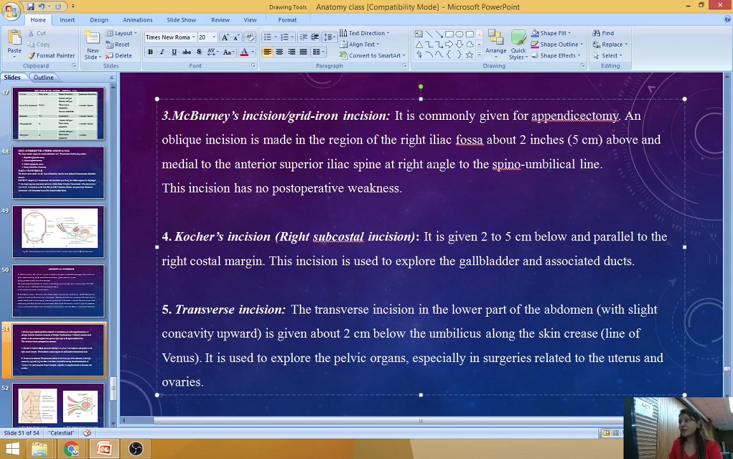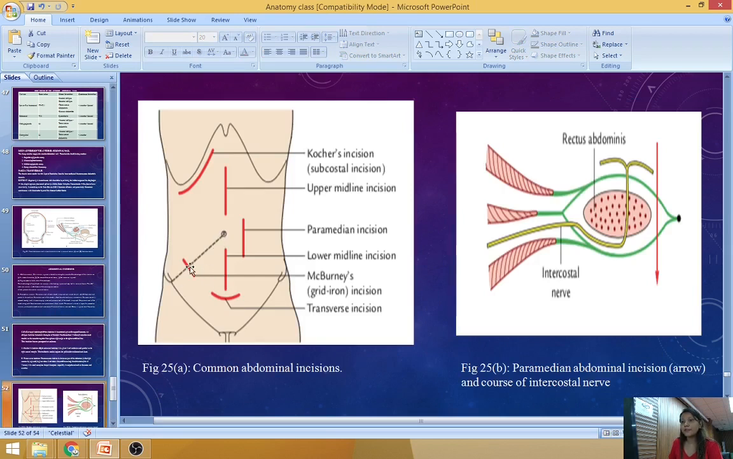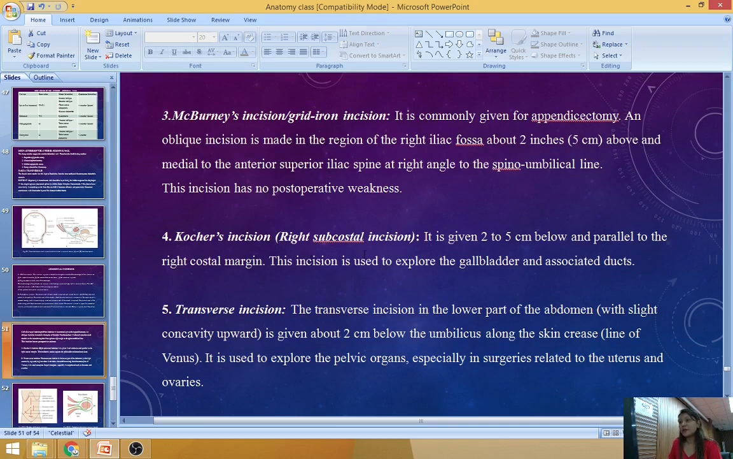It's an oblique incision in the right iliac fossa, 5 cm above and medial to anterior superior iliac spine, at right angle to the spino-umbilical line. Okay, it has no post-operative weakness. So this is the McBurney's point. If you draw a line between the umbilicus and the anterior superior iliac spine, and if you take the point between the medial 2/3 and lateral 1/3 in the right iliac fossa, this is the McBurney's point, and if you give an oblique incision here, it is known as McBurney's incision or gridiron incision for appendicectomy.